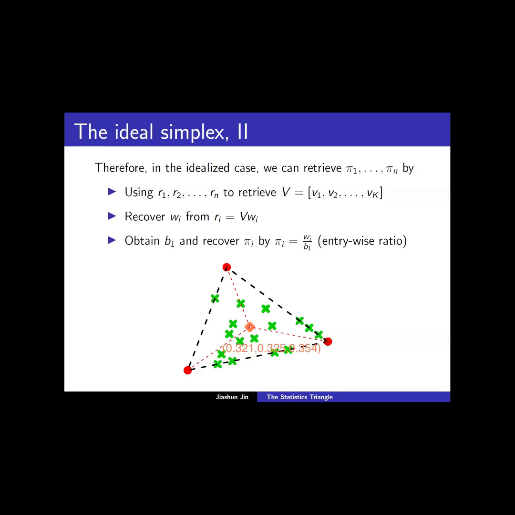Because we have 2,830 authors, we have 2,830 of these green dots. You plot all these green dots on a piece of paper and try to find the red dots. Once you find the red dots, for each green dot you can find the corresponding Wi, and from the Wi, you can derive pi.